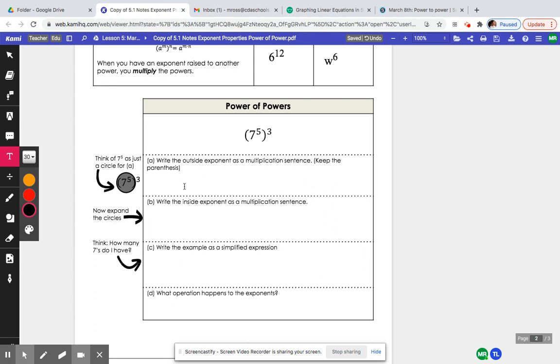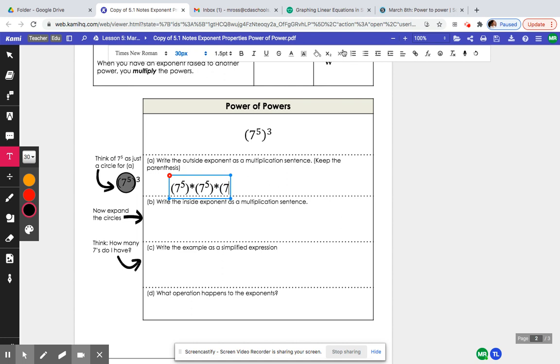And so if we come down here, let's look at this if we wrote a sentence. Write the outside exponent as a multiplication sentence. What we'll do is, if we have 7 to the 5th, 3 times, what we actually have is 7 to the 5th times another 7 to the 5th times the last one, another 7 to the 5th. Because we have 7 to the 5th 3 times: 7 to the 5th, 7 to the 5th, 7 to the 5th.